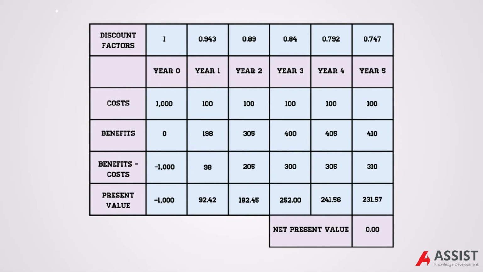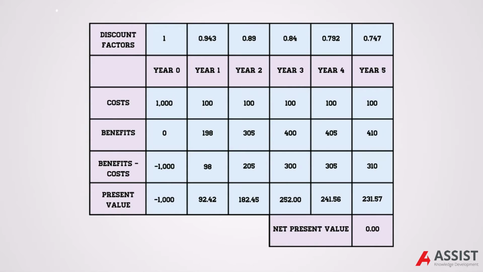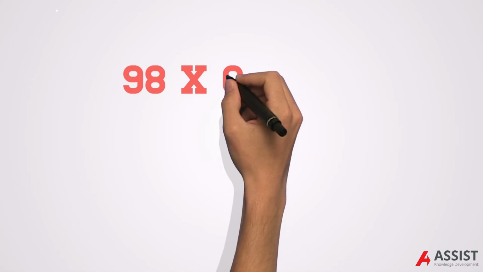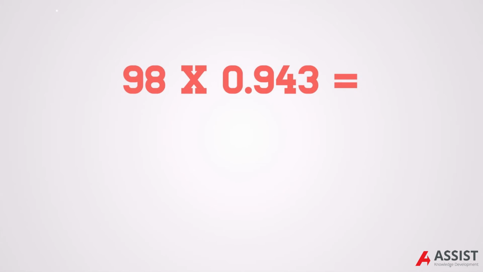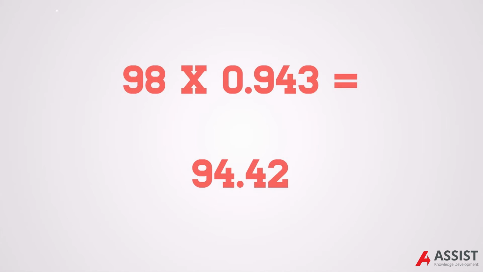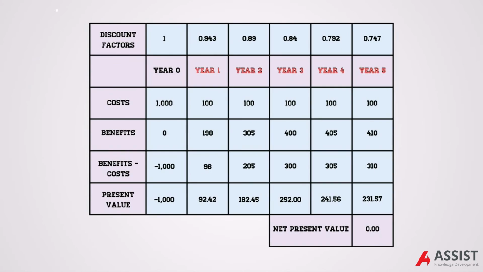Using our 6% IRR, you can see that in year 1, the benefits minus costs is 98, and this is discounted by multiplying by 0.943 to give the present value of 94.42. Applying this across all of the years produces a net present value of 0. The discount rate that produces the net present value of 0 is the internal rate of return, and in this case, the IRR is 6%.